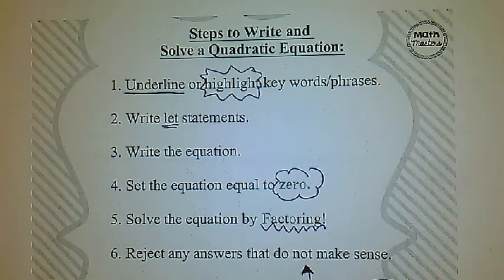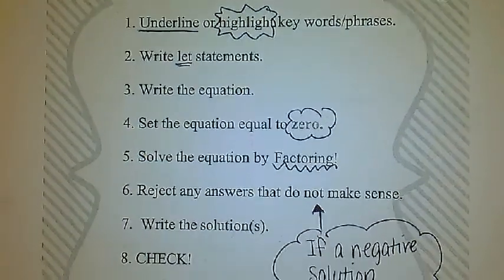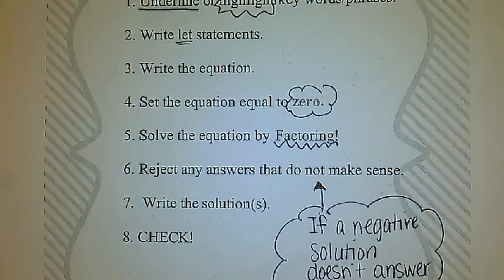And then we're going to write the equation and set the equation equal to 0. We will be solving these by factoring. Then we have to reject any answers that don't make sense. For example, if we're talking about area, or an age maybe, and you get an answer that is negative, obviously we are going to reject that answer because the answer can't be negative.